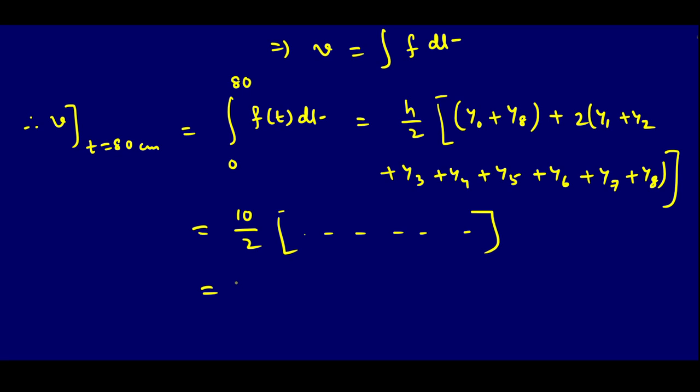After calculation, you will get 3037.97. So this is the velocity after 80 seconds, in centimeter per second. Now see, the formula is also very simple. From the general quadrature formula, you can easily deduce it after putting n equal to 1. Then the formula is also very simple.